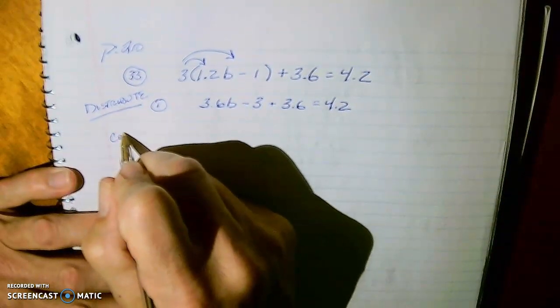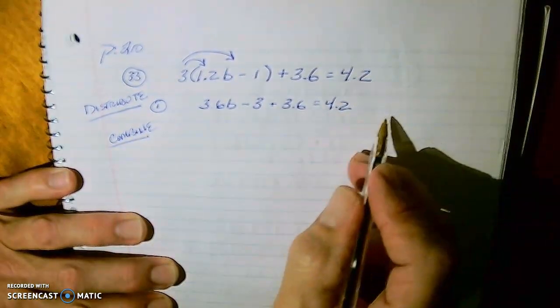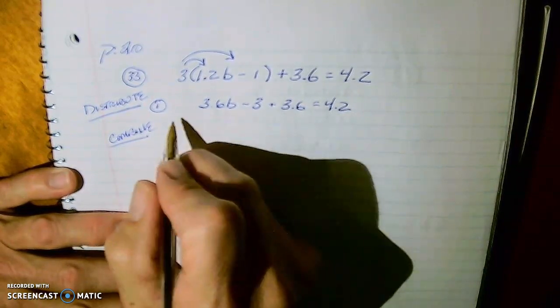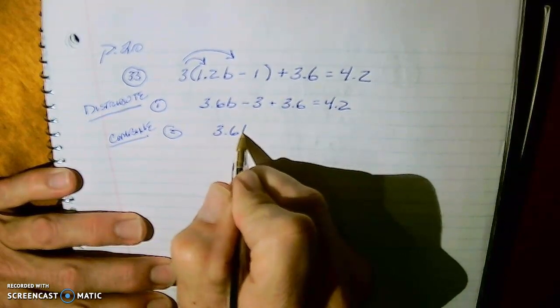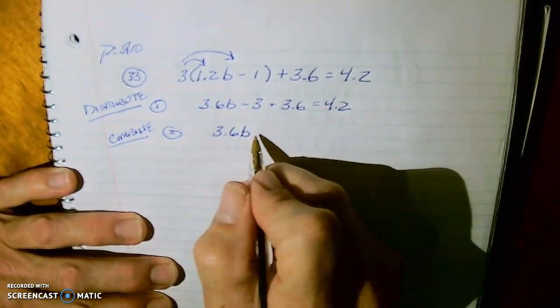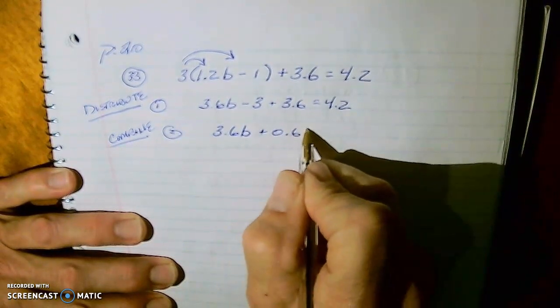Then we're going to combine like terms on each side. There's nothing to combine here. There is no other b term here, but there are two constants that can be combined. So negative 3 plus 3.6 is going to give us plus 0.6.